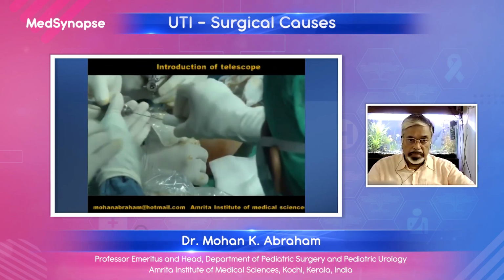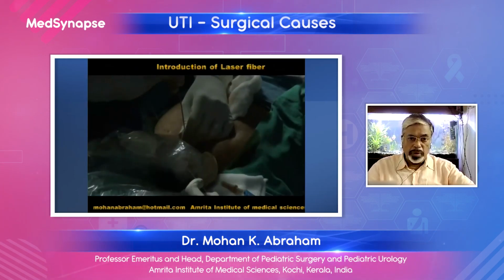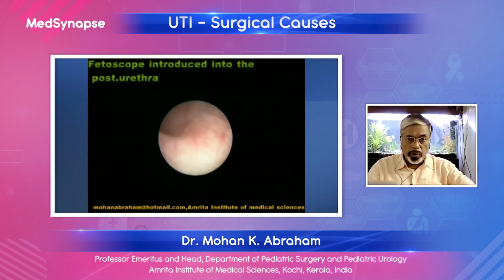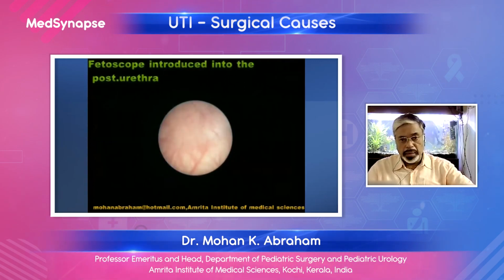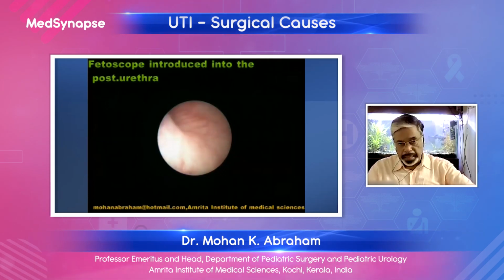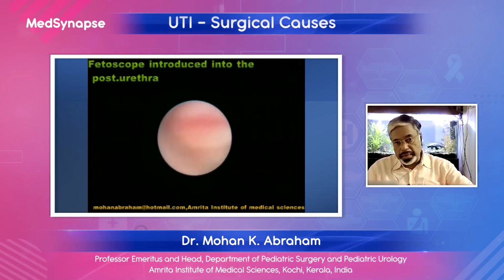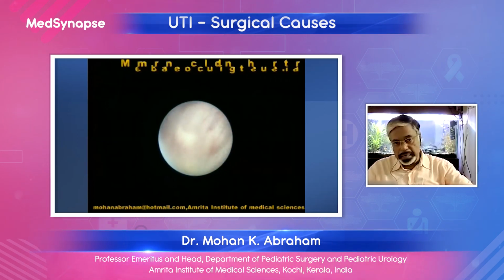As soon as it reaches the bladder, you put in a telescope. This is about a 1.2 millimeter telescope. You go into the urethra. And there's a sharp angulation there. So this cannot be done beyond 24 weeks of pregnancy. 18 to 24 weeks is the ideal time to do this. And you go down till you find an obliterating membrane.